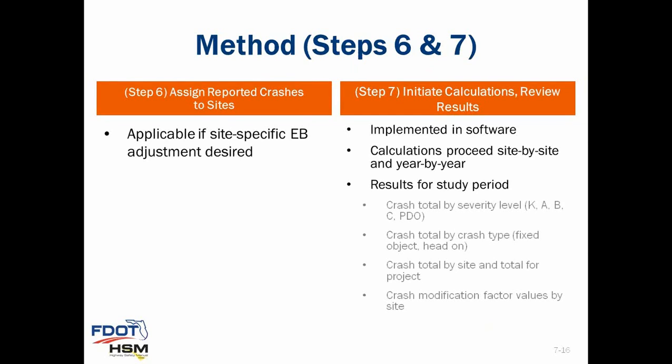In step 7, we initiate the calculations of the predicted crash frequency for the sites that comprise the project. These calculations proceed on a site-by-site and year-by-year basis. When the calculations are finished, crash frequency estimates by severity level and crash type are available for each site. These estimates can be added together to describe the total crash frequency for the overall project.